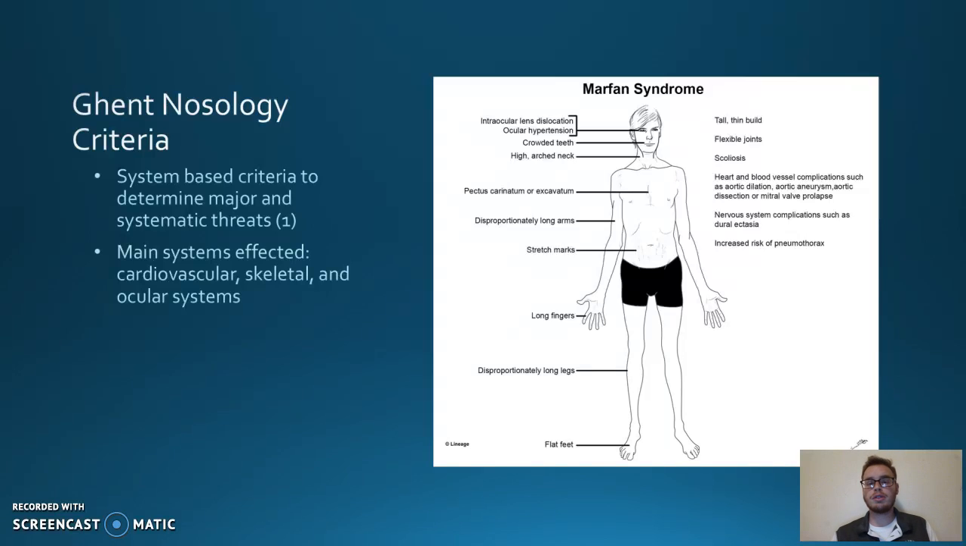Ghent nosology looks at all the physical characteristics of a patient with Marfan syndrome and puts them into larger groups like the cardiovascular system or the skeletal system. To confirm that the patient has Marfan syndrome, you need two major flags and one systemic flag. The mainly affected systems are the cardiovascular system, skeletal system, and ocular system.